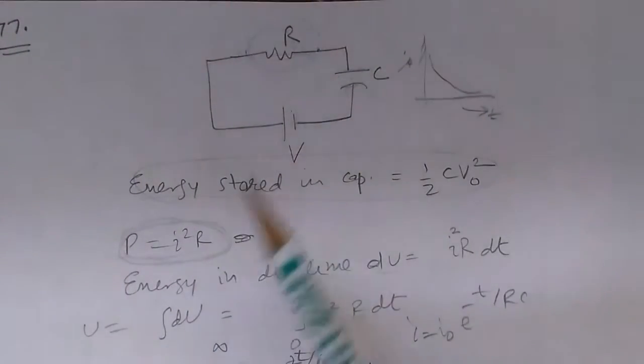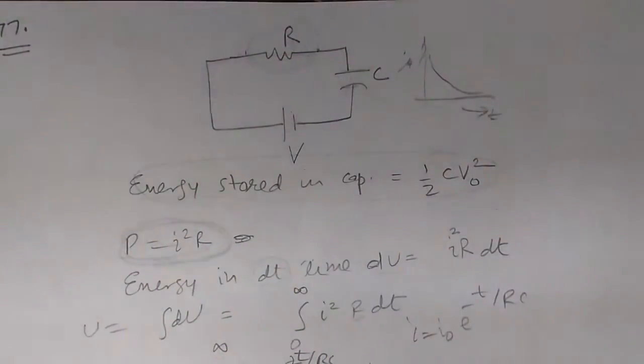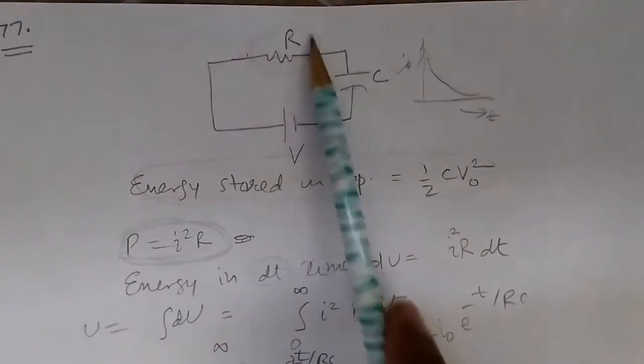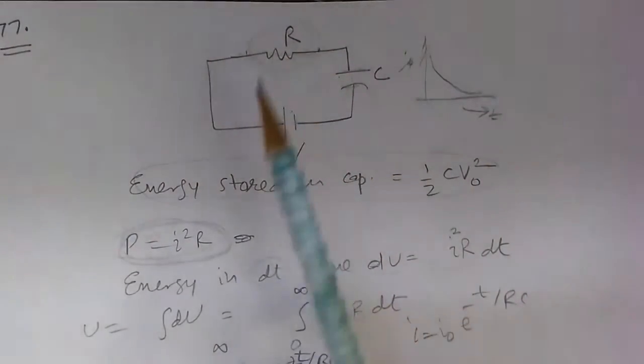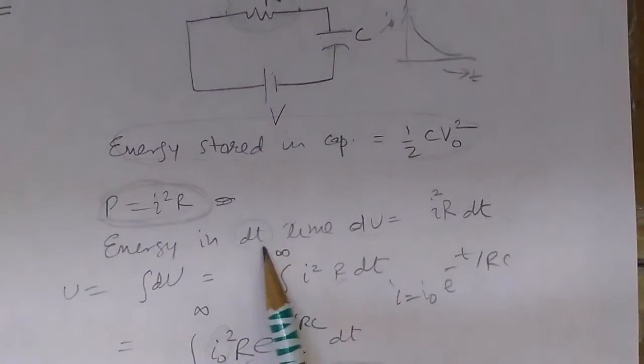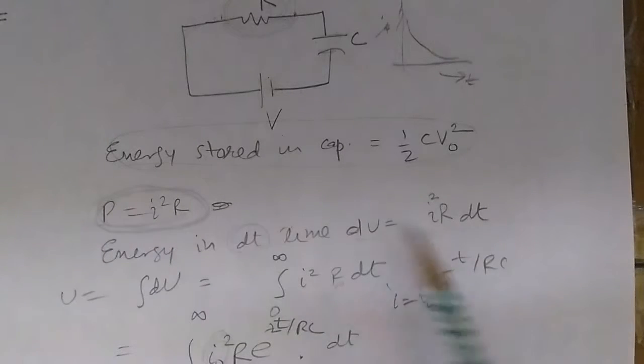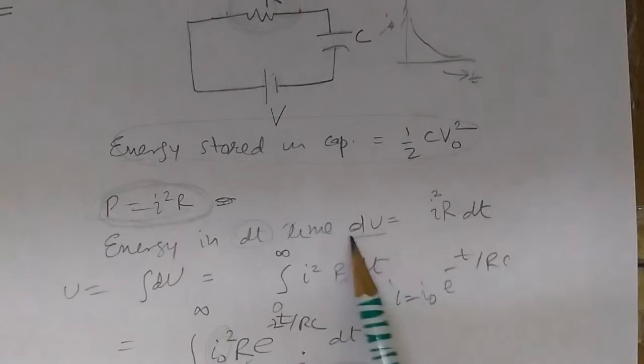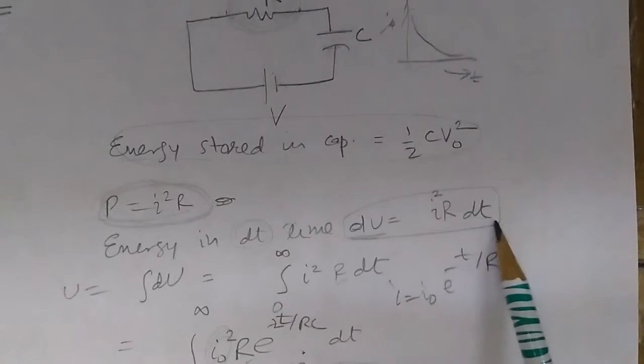Now the power on this resistor P will be given by I square R. The current in this resistor is varying with time, so the power dissipated in this resistor will also vary with time, and that power will be given by I square R, where I has a value I naught e to the power minus t by RC. Now the energy dissipated as heat in this resistor in a small time dt will be given by this power multiplied by dt, so dU is equal to I square R dt.